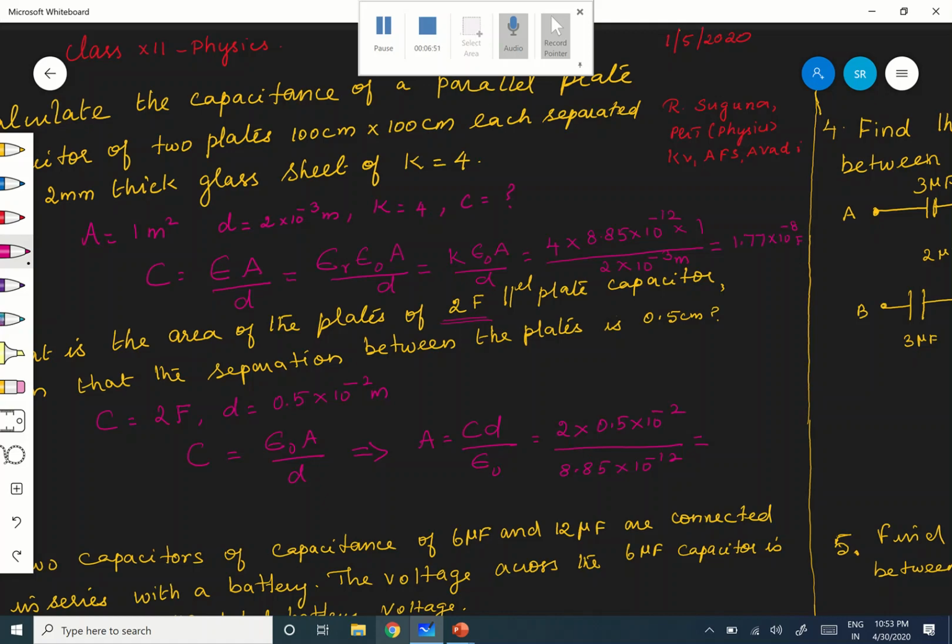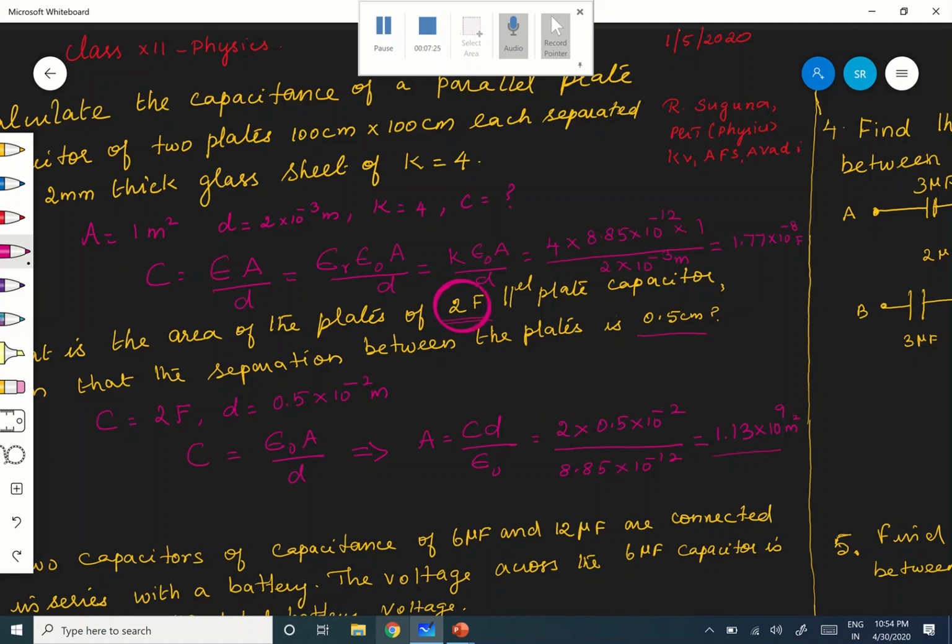Therefore, that is equal to 1.13 into 10 power 9 meters squared. Just imagine, the separation between the plates is only 0.5 centimeter, but what is the area? The area here is very huge, 1.13 into 10 power 9 meter squared.